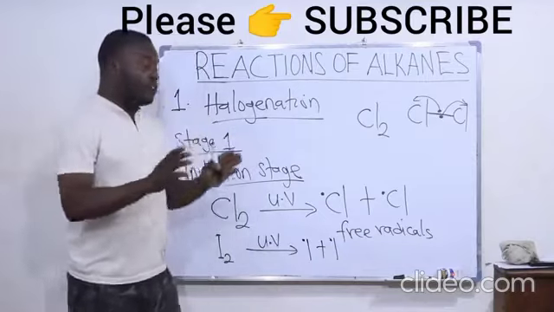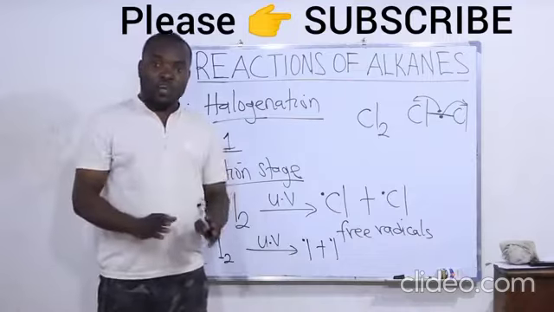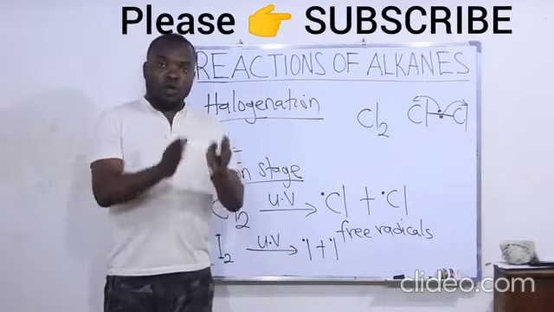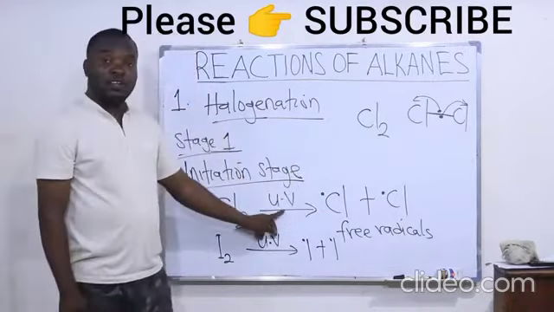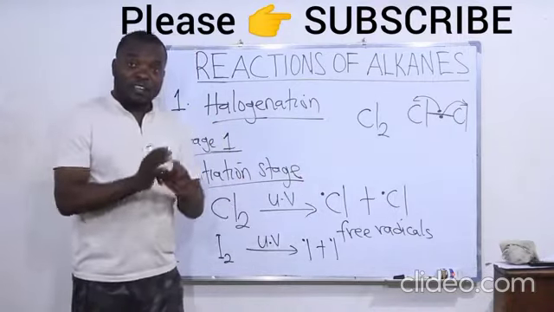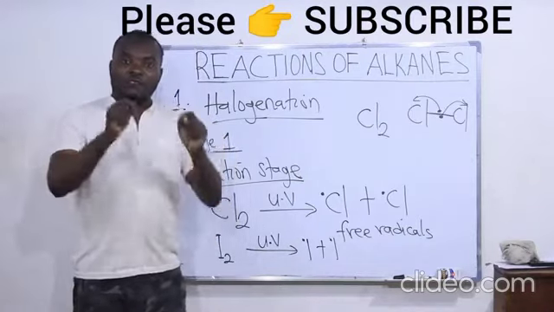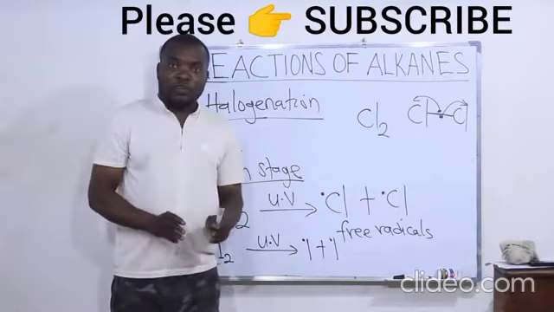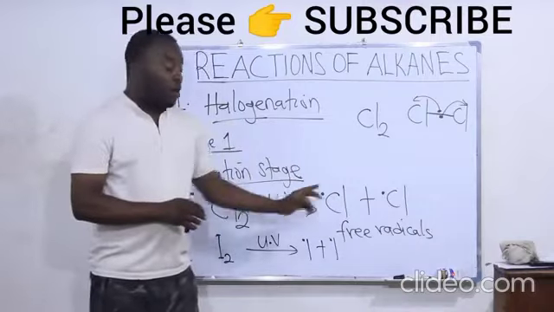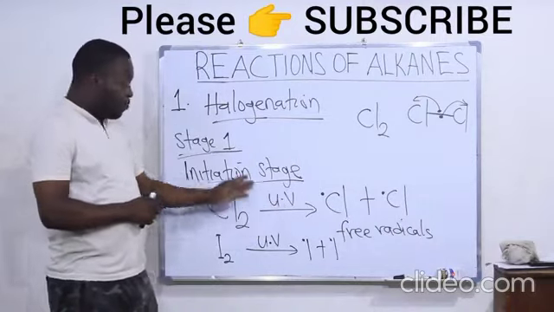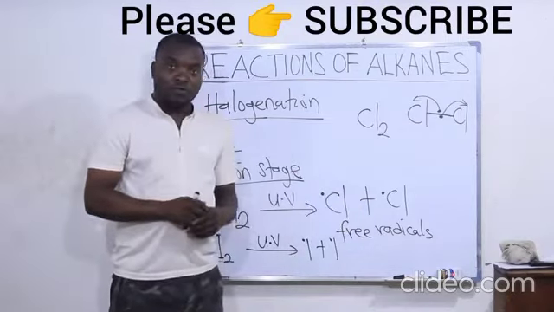Now, the summary of the initiation stage is that it is the stage in which the halogen molecule is broken up into free radicals using ultraviolet light. The ultraviolet light is the catalyst used in the halogenation reaction, and its function is to enhance the breaking or the formation of free radicals. It is the ultraviolet light that breaks the halogen molecule into free radicals.